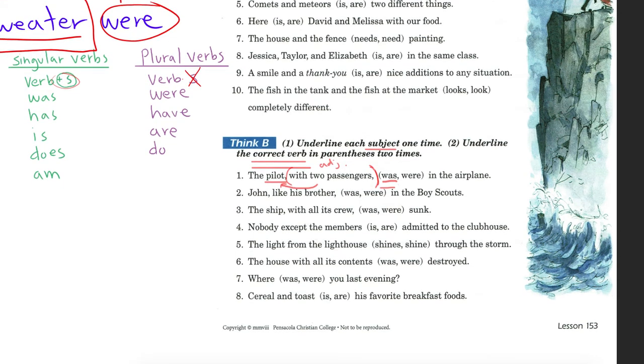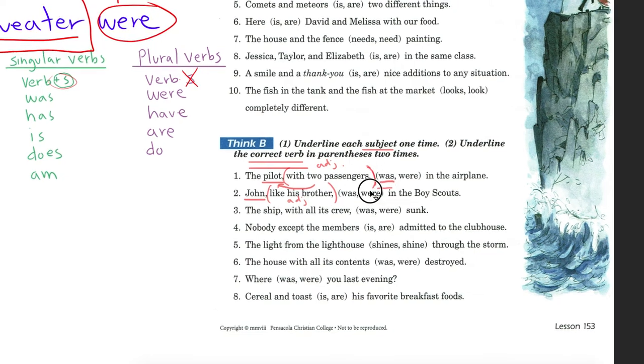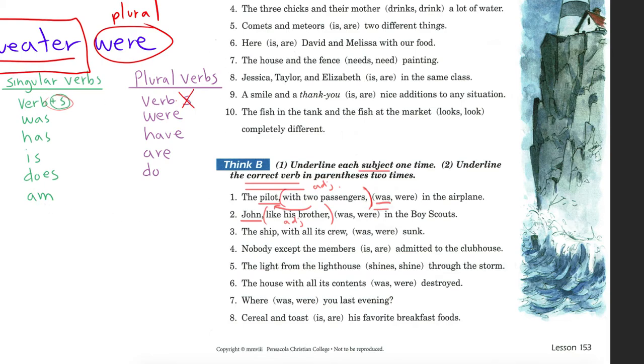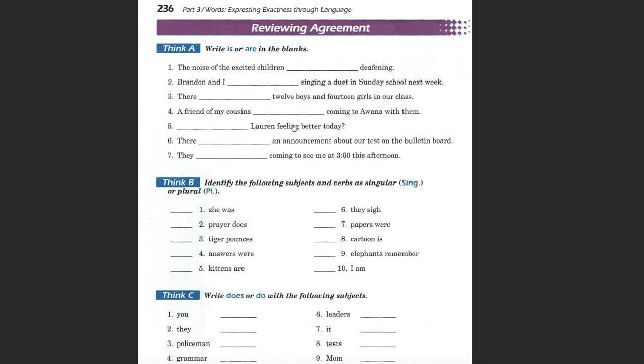All right, so we'll do one more. John, like his brother, was or were in the Boy Scouts. So John is the subject. Brother is not part of the subject because this is a prepositional phrase. So I don't consider brother part of the subject because this acts like an adjective. Was or were in the Boy Scouts. All right, so John is singular, so that means I need a singular verb. I'll let you decide which one of these is the singular verb. If you're not sure, look at the table here. All right, let's go to our next page.